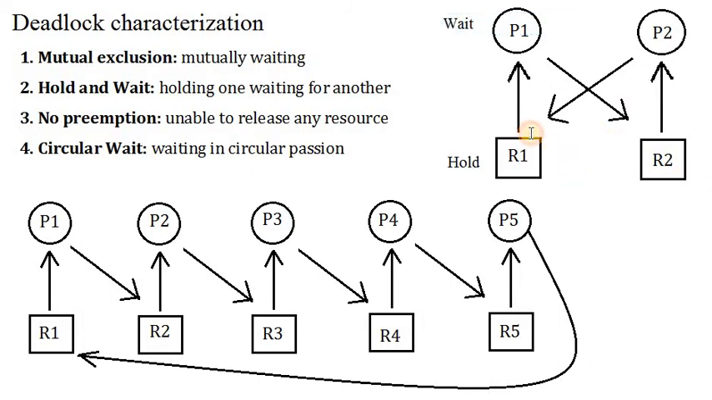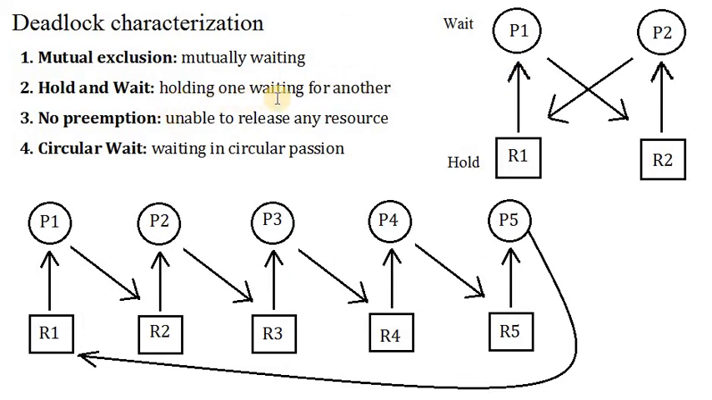In this same case, R1 is held by P1 and P1 is waiting for R2. So hold and wait occurred here, right? In the case of P2 also, R2 is held by P2 and P2 is waiting for R1. So hold and wait occurred in this case also. Whenever any diagram or network contains a hold and wait situation, then deadlock can occur.